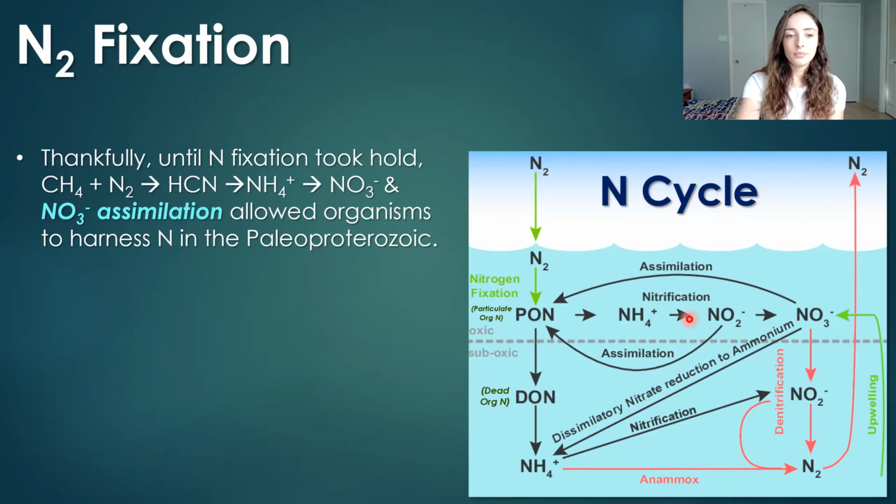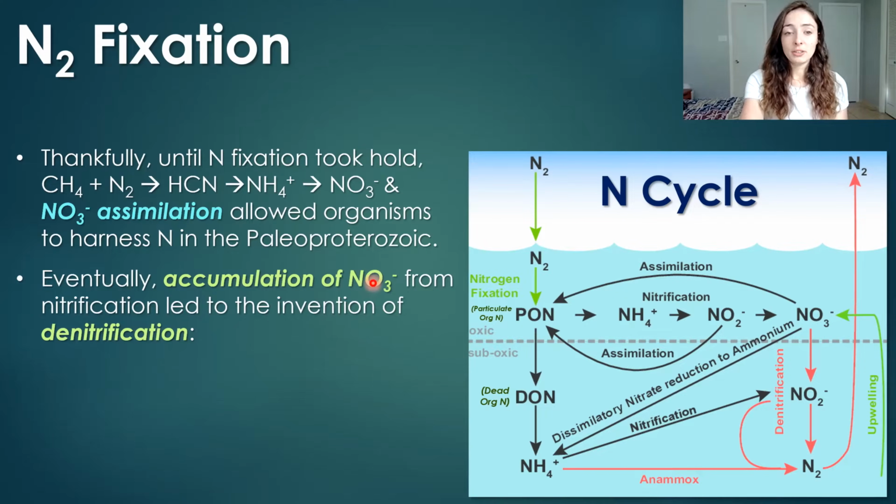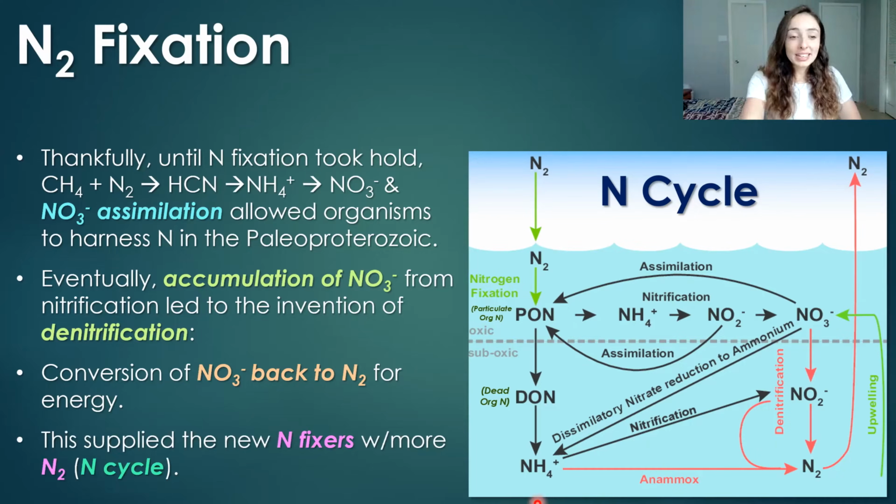use the nitrogen. Eventually, the accumulation of nitrate from nitrification, or the conversion of ammonium to nitrate, led to the invention of denitrification, which is exactly the opposite process, converting nitrate all the way back into molecular nitrogen, N2, atmospheric nitrogen, went back into the atmosphere. And that was then used by the nitrogen fixers, who then completed the nitrogen cycle. So it became a nitrogen cycle early on Earth when these guys evolved these metabolisms.